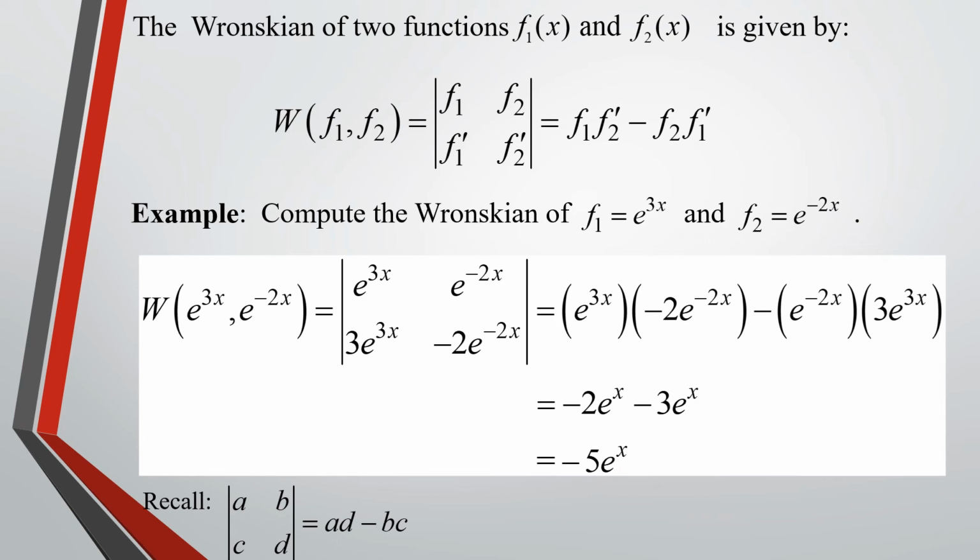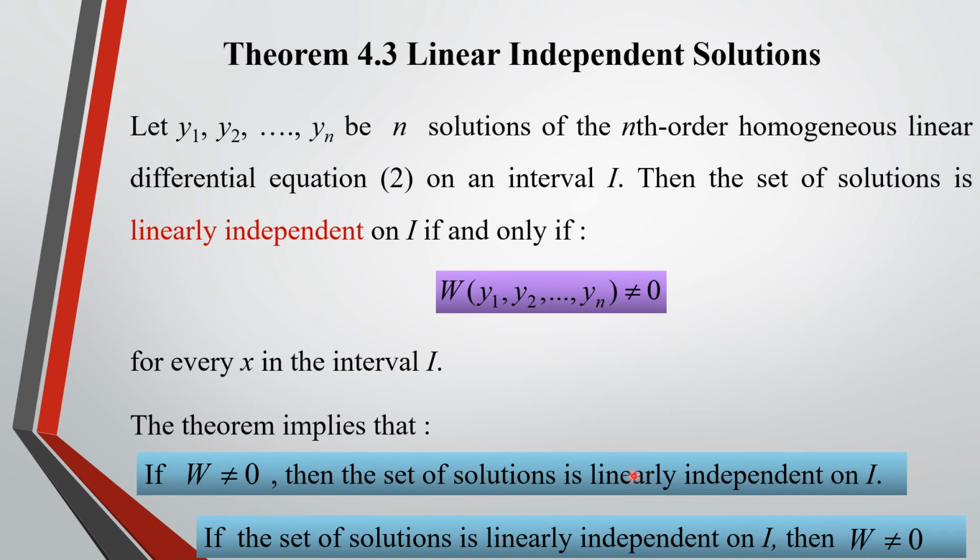Now, what is the use of this Wronskian? It can be used to check whether the functions are linearly independent. Let y1, y2 until yn be n solutions of the nth order homogeneous linear differential equation on an interval I. Then the set of solutions is linearly independent on I if and only if W of y1, y2 until yn is not 0 for every x in the interval I.